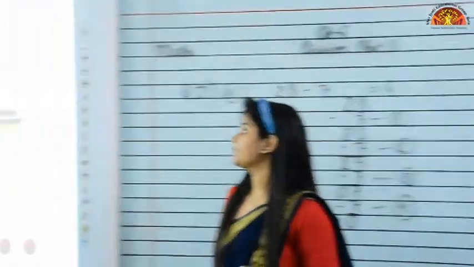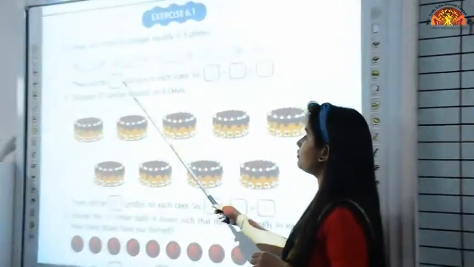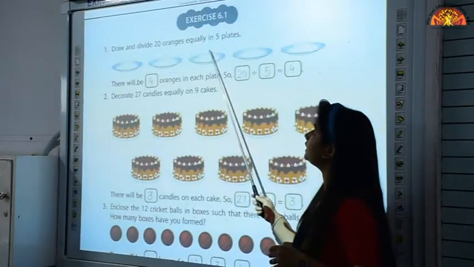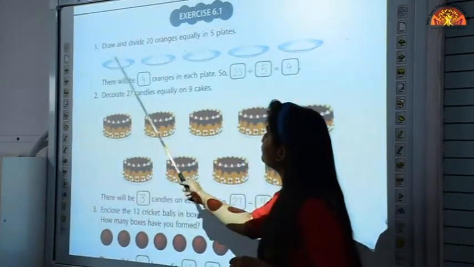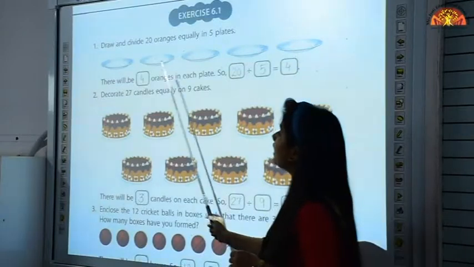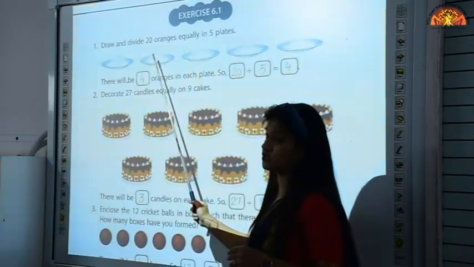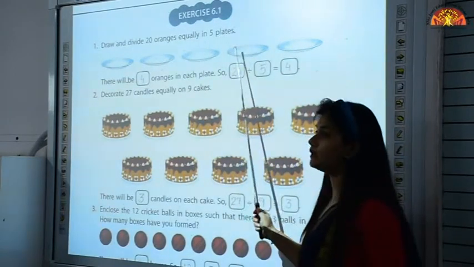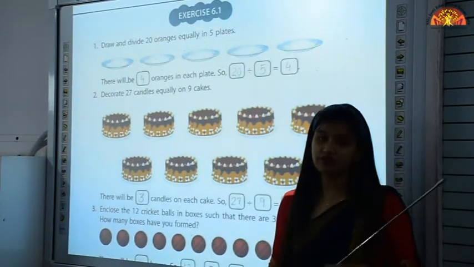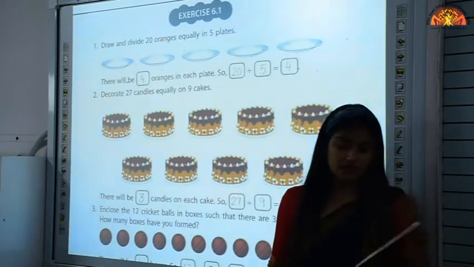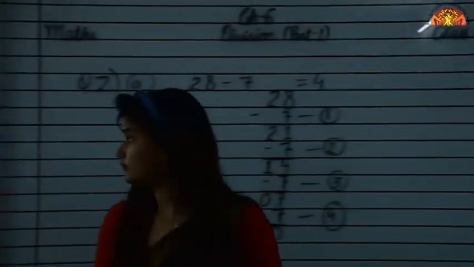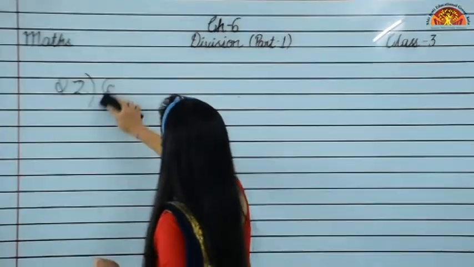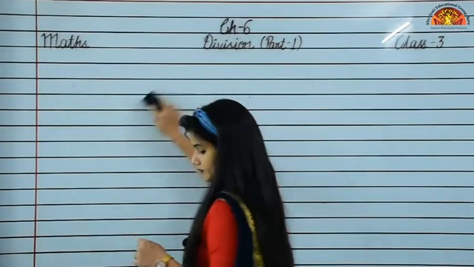Question number 1. So just look here students, question number 1 is draw and divide 20 oranges equally in 5 plates. You can see 5 plates here and you have to divide 20 oranges. आपको 20 oranges को divide करना है equally in 5 plates में. So how can you divide 20 oranges in 5 plates? Just look here. Now we are dividing 20 by 5.